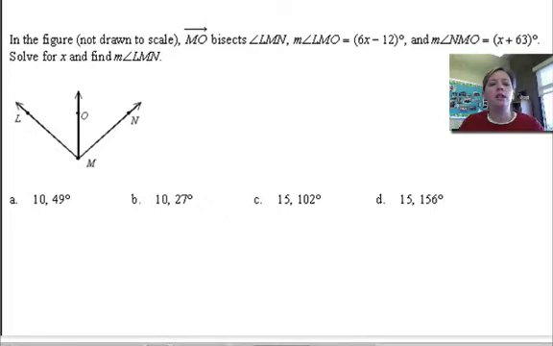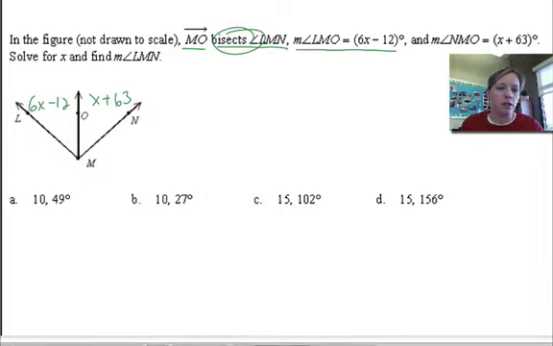For 26, in this figure, ray MO bisects angle LMN. We know that angle LMO is 6x minus 12, so we'll label that. We know that NMO is x plus 63, so we'll label that. And wait, we should label this piece too. It's been bisected. That means that these two angles are congruent. If they're congruent, that means that they are equal to each other. So here's my equation.